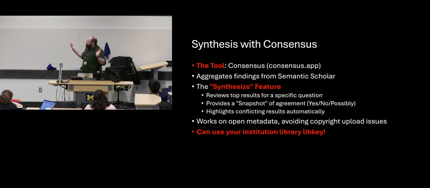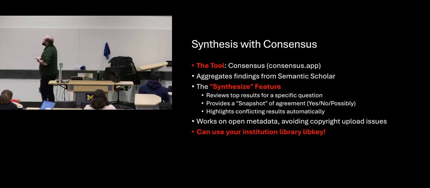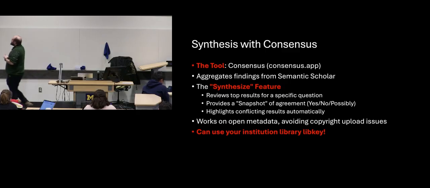Okay, with that out of the way, I want to talk about one of my favorite programs, one that I use most often because UM has a subscription, which is Consensus. I really like it. It aggregates findings from Semantic Scholar, which is that alternative to Google Scholar, so it's going to use that semantic understanding. It has a synthesize feature. It's going to review top results for a specific question.